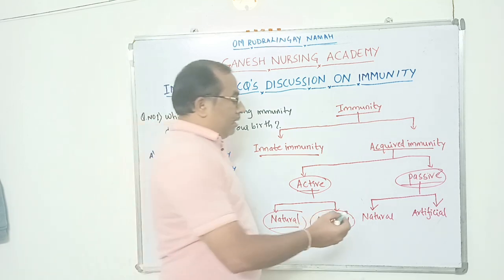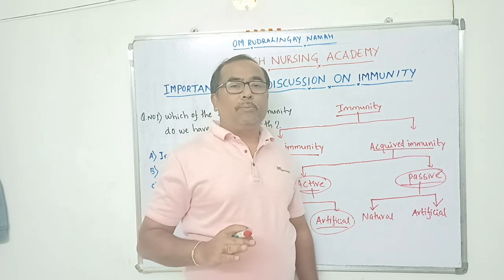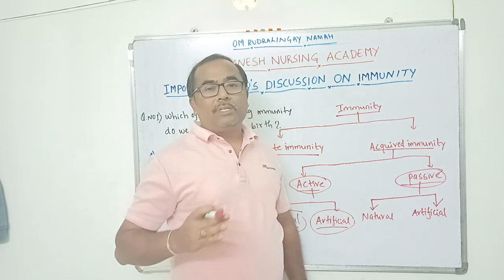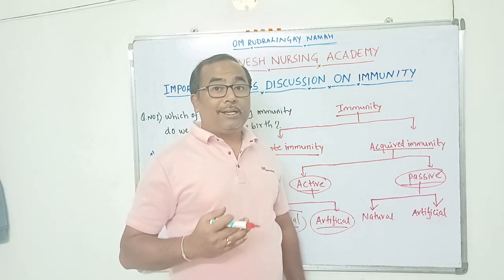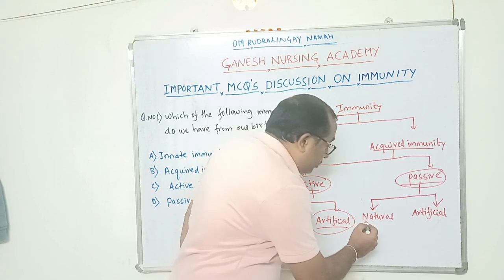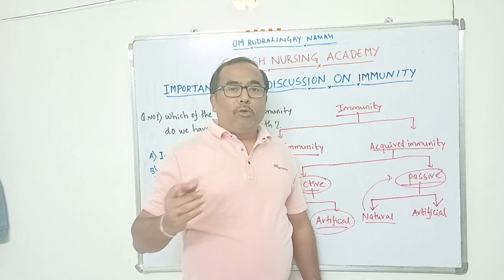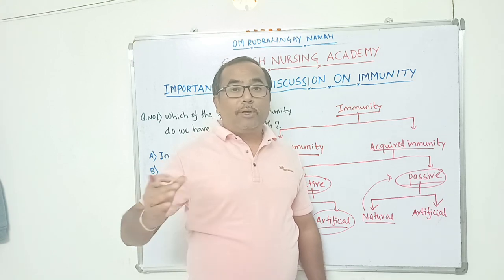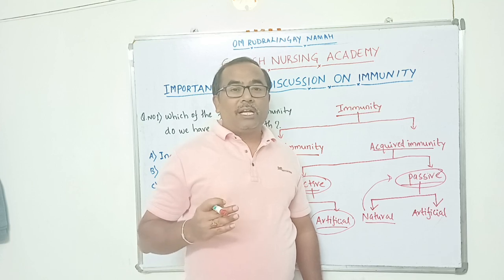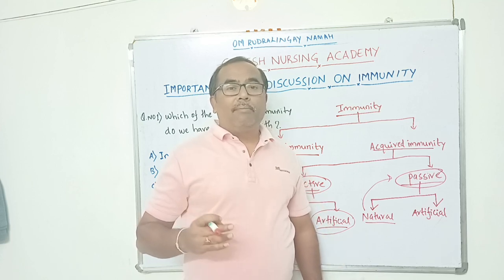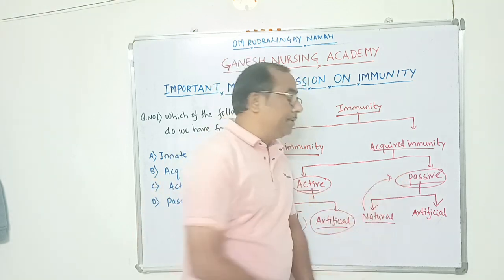Now, what is passive immunity? I have already told that the body does not get involved in active preparation of immunoglobulins. The immunoglobulins are naturally transmitted to the body, so that is known as passive immunity. So what is natural passive immunity? Natural passive immunity means immunoglobulins which transfer from mother to fetus through the blood, or immunoglobulins which transfer from mother to baby by the milk, that is colostrum. These are examples of natural passive immunity.